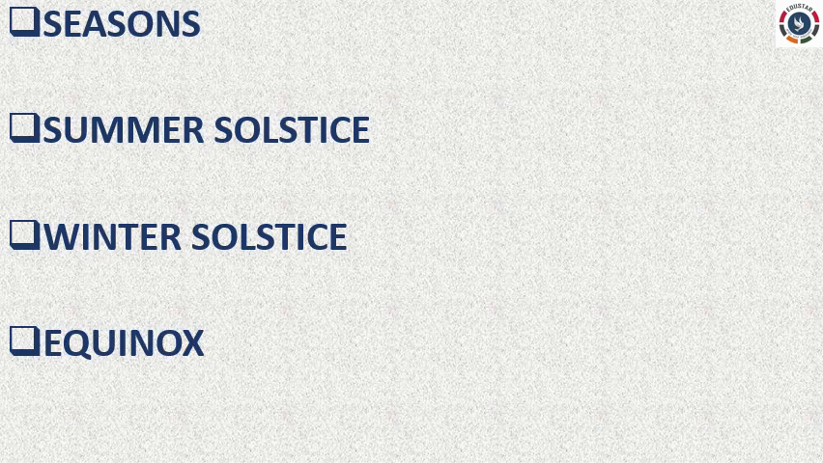Next is about equinox. The sun shines twice directly over the equator. So this is called the equinox. During equinox, the length of day and night are equal. The equinox occur on 21st March and 23 September.